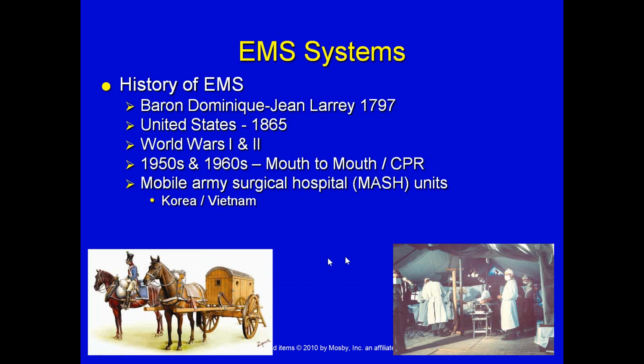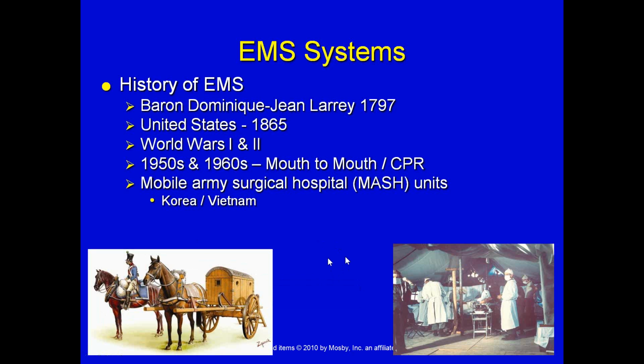Some of the first horse-drawn ambulances in the United States showed up in 1865 in New York and Cincinnati. And in World War I and II, we had combat medics, field corpsmen, who provided initial care while getting the patients back to battlefield hospitals. In the 50s and 60s is when we were first introduced to mouth-to-mouth ventilation and closed chest compressions for patients who were presumed dead. And it was in the Korean and Vietnam Wars that MASH units, or mobile army surgical hospitals, began to develop.